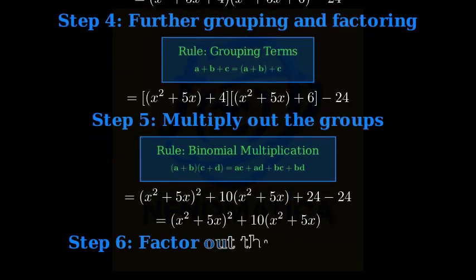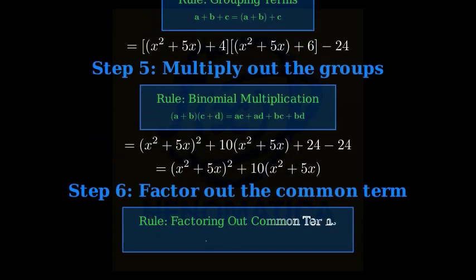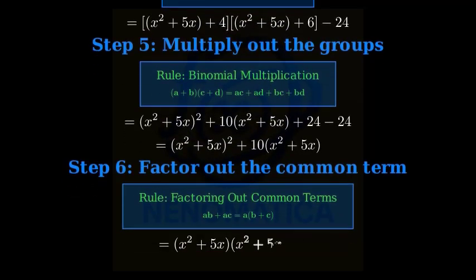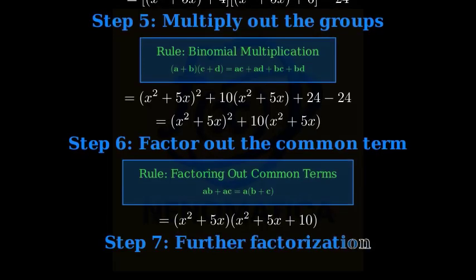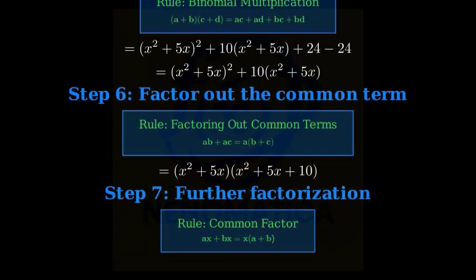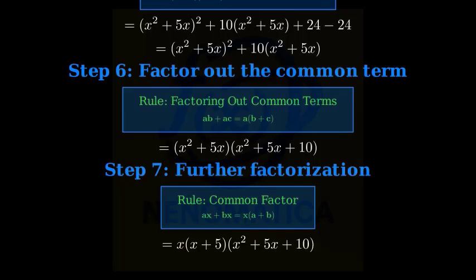In this step, we'll factor out the common term. From our expression, we can factor out x squared plus 5x to get (x squared plus 5x)(x squared plus 5x plus 10). For our final factorization step, we'll factor x squared plus 5x as x times (x plus 5). This gives us x times (x plus 5) times (x squared plus 5x plus 10).